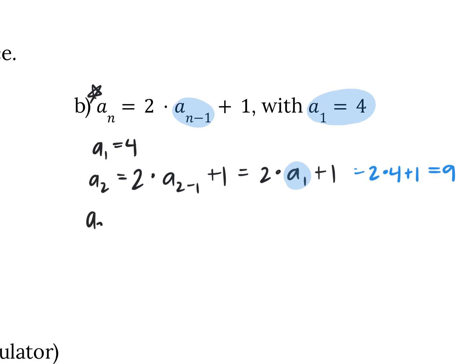But if I'm doing a sub 3, I'm not also going to use 4 this time. This time I'm going to end up using 9. This is my previous term. This is a sub 2. So I'm going to plug in a sub 2 for a sub 3. So this is 2 times 9 plus 1, which gives me 19. So you're taking your previous term, plugging that in to evaluate your answer.